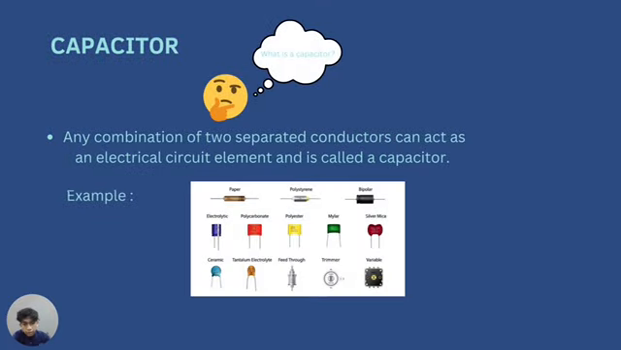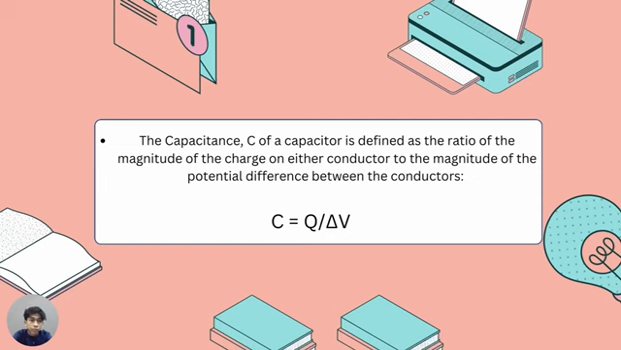So computer keyboards apply a concept that is named a capacitor. So what is a capacitor? A capacitor is any combination of two separated conductors that can act as an electrical circuit element. The capacitance of a capacitor is defined as the ratio of the magnitude of the charge on either conductor to the magnitude of the potential difference between the conductors.